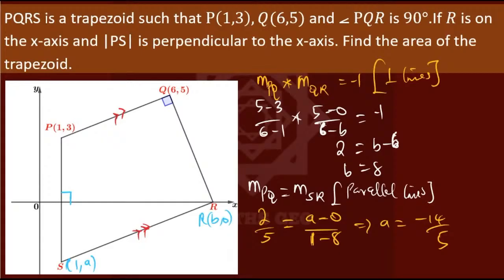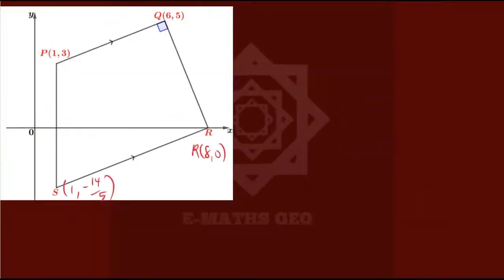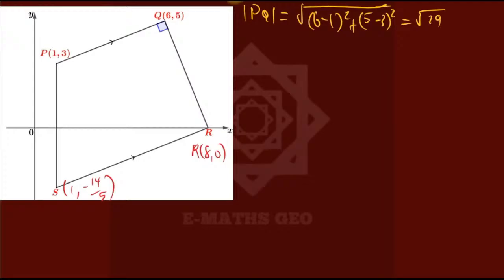So let's now get the area. For us to get the area, we need the lengths. Yes, we need length PQ, length SR, and length QR. So let's get the distance now, which is the length. So length PQ, using the distance formula, is square root of 6 minus 1 squared plus 5 minus 3 squared. That's square root of 25 plus 4, which is square root of 29.